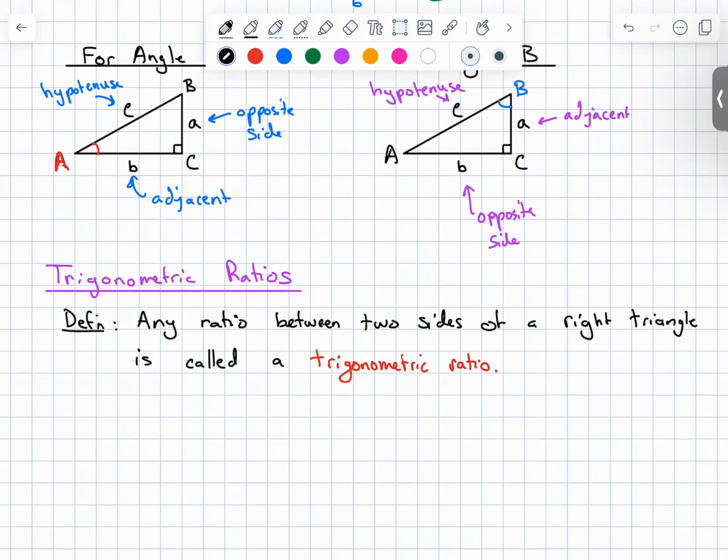So we will be studying 3. However, there are technically 6. So we'll just learn the first 3, the most important 3, because all the other ones are legitimately just the other ones in reverse.